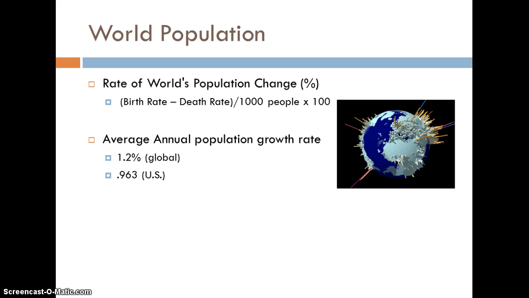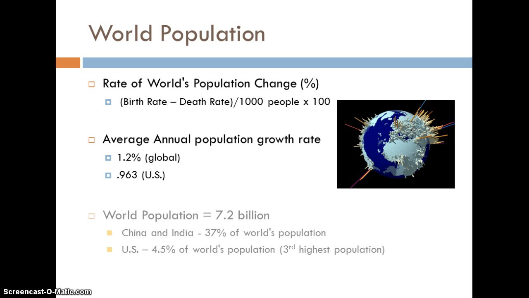So our average annual population growth rate worldwide is about 1.2%. In the U.S. it's 0.963, so we're not growing as quickly. Our current world population is about 7.2 billion. The majority of people, well, 37% of the world's population are in China and India. China is the most populous country with about 1.3 billion people. India has about 1.2. We are actually the third highest in terms of population, even though we only have 4.5% of the world's population. We have over 300 million people.